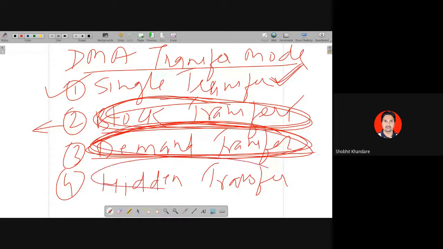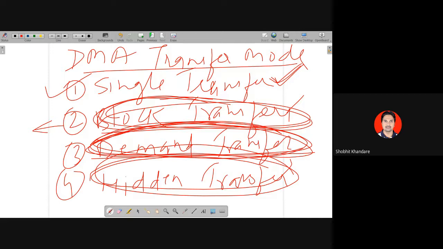Now hidden transfer is what? Now here the DMA controller takes over the charge of the system bus and it will actually transfer data when processor does not need system bus. This is the best one. आपका CPU है, उसको दूसरा काम करना है जिस काम में सिस्टम बस की जरूरत ही नहीं पड़ने वाली. Now system bus means data bus, address bus, control bus. So CPU doesn't require your system bus to carry out its own work.